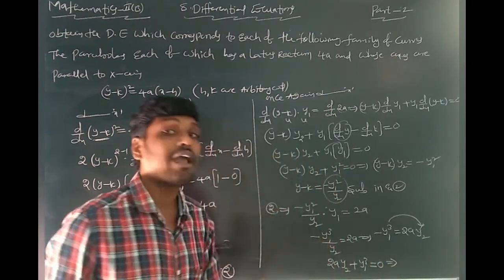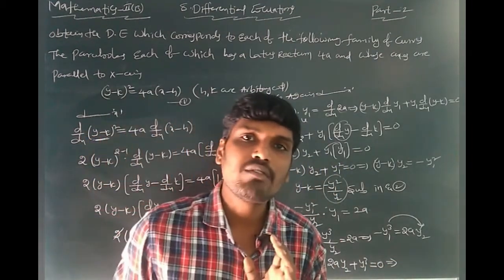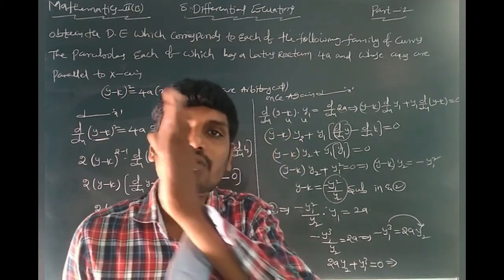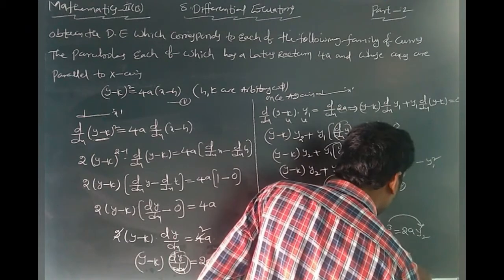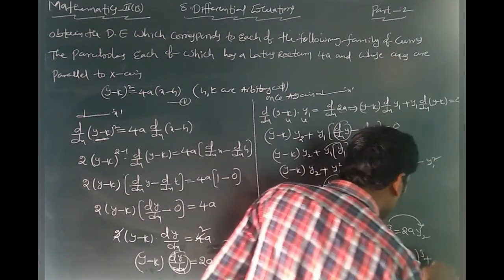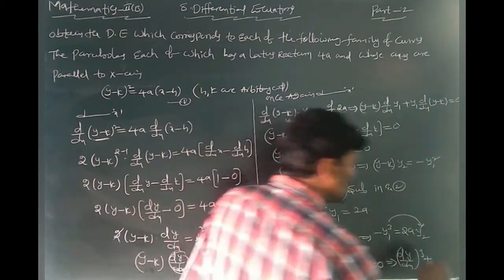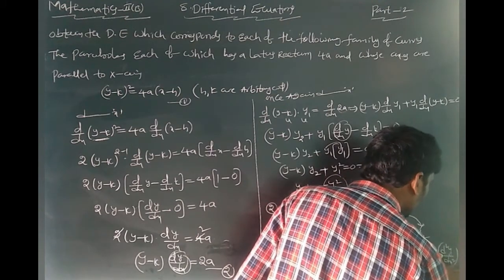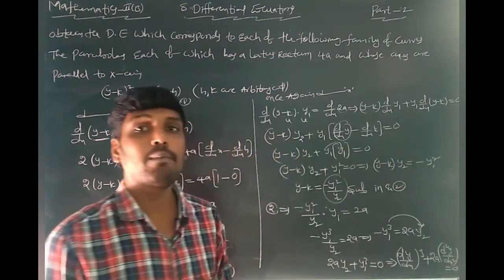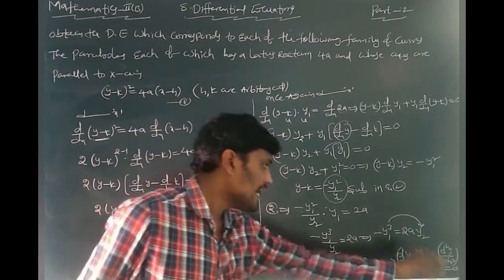What is the meaning of y1 cube? y1 cube means the first derivative of y, whole cube. That's why you can write (dy by dx) whole cube plus 2a into y2, where y2 is nothing but the second derivative d square y by dx square, equal to 0.